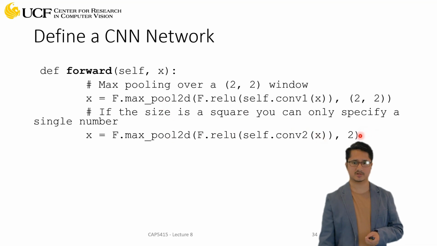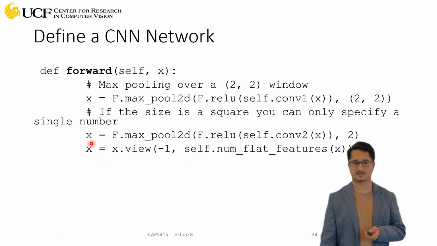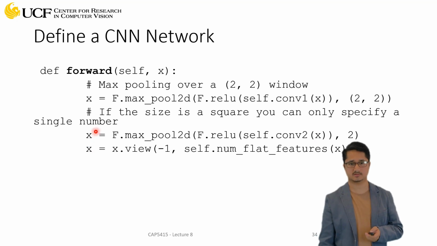And you can see the argument is just 2, which means I think the kernel size is 2 cross 2. So that 16 cross 12 cross 12 will go to 16 cross 6 cross 6. So this X will have a shape of 16 cross 6 cross 6. And that's how we got that 6 cross 6.